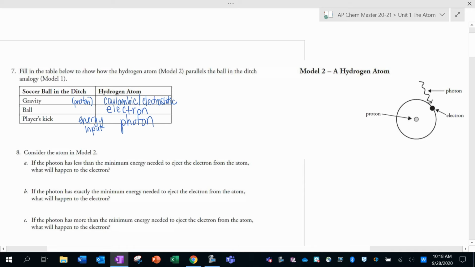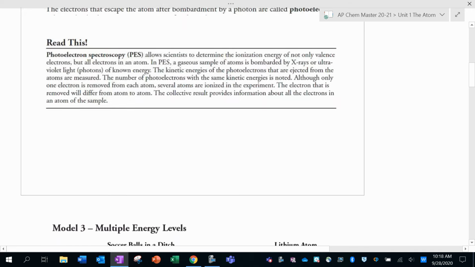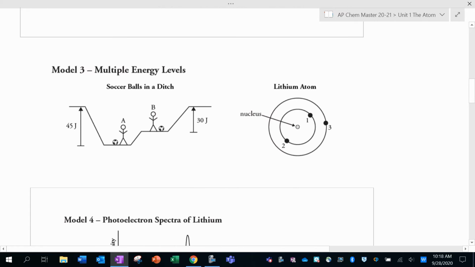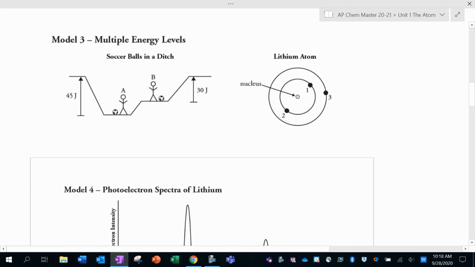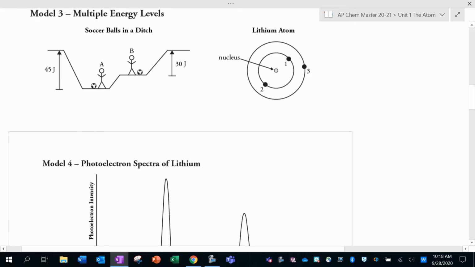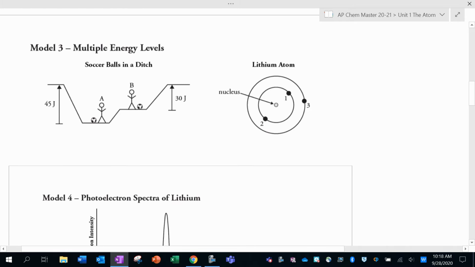All right, so now we're going to scroll down here. There's some reading about photoelectron spectra, so you want to read through this. And then let's take a look at this lithium atom and see what a photoelectron spectrum would look like for lithium. Some things we should notice about the lithium atom is that you have two electrons that are closer to the nucleus, and you have one electron that is further from the nucleus.